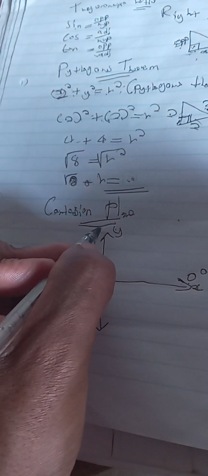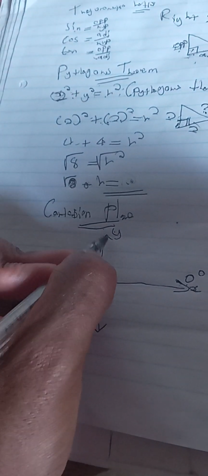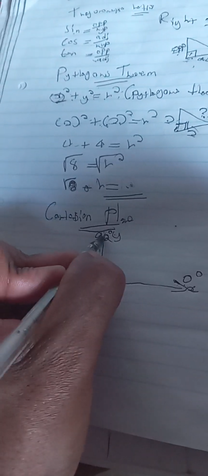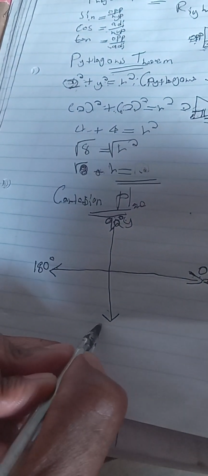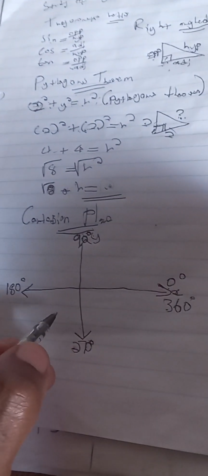Cool. So let's talk about angles now. With angles, I have 0 degrees this side. I have 90 degrees this side. I hope you can easily see it. Yes, this is 90 degrees. I have 180 degrees here, I have 270 degrees this side, and I have 360 degrees here.